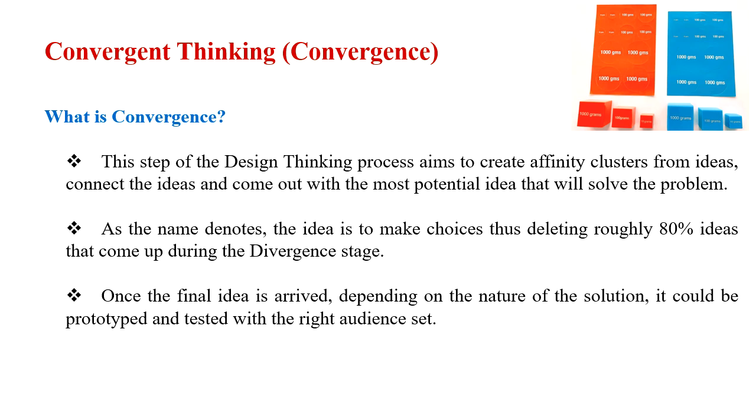The convergence step in the design thinking process aims to create affinity clusters from ideas, and also connect all the ideas and come out with the most potential idea that will solve the problems for the particular issues. As the name denotes, the idea is to make choices, thus deleting roughly 80% of the ideas that come up during the divergence stage. Once a final idea is arrived at, depending on the nature of the solution, it could be prototyped and tested with the right audience set.